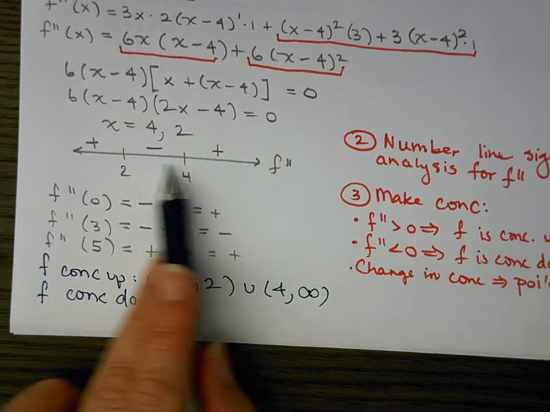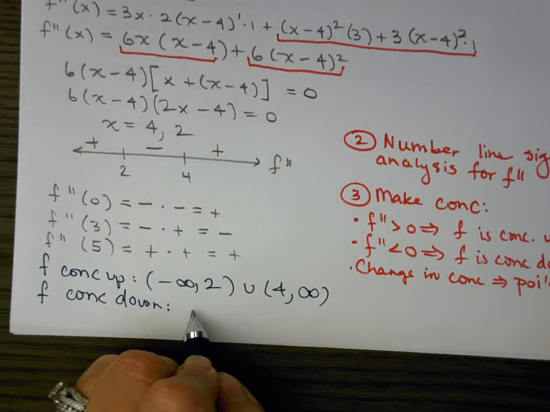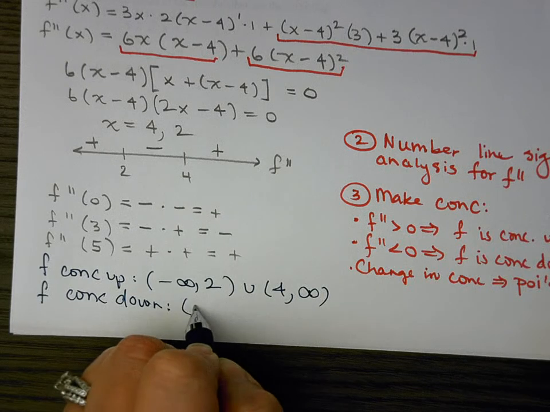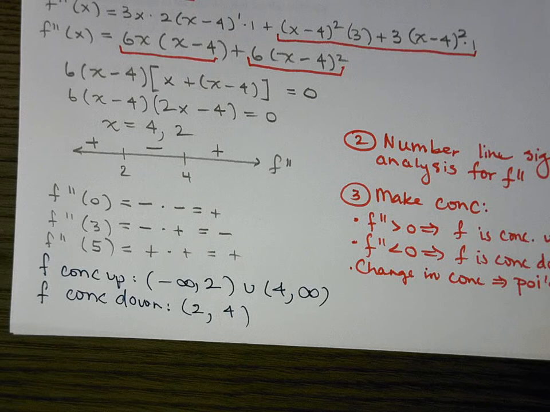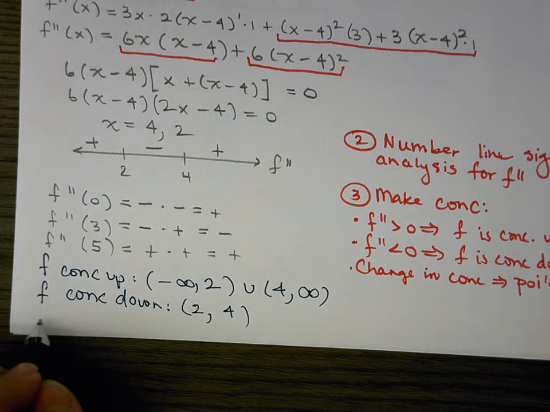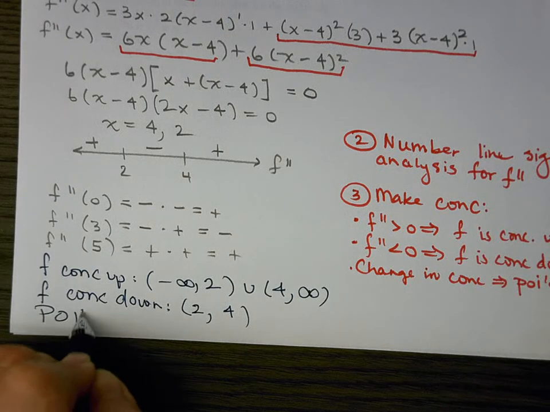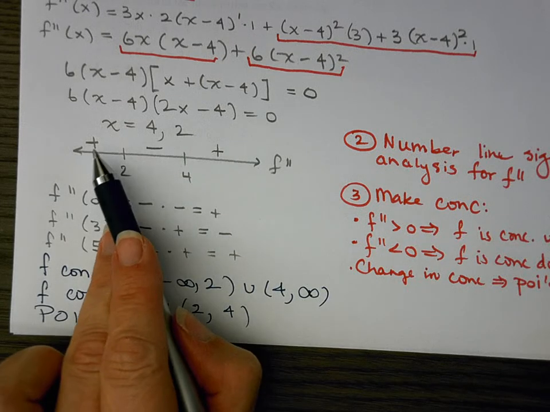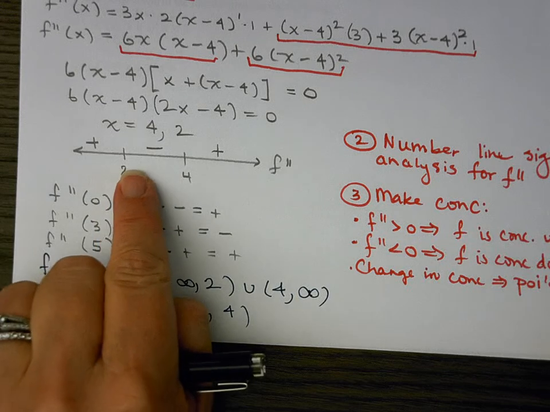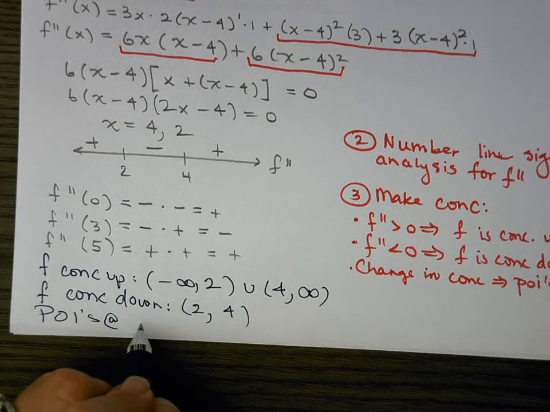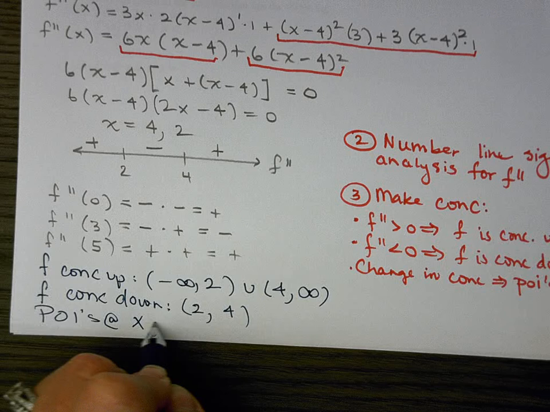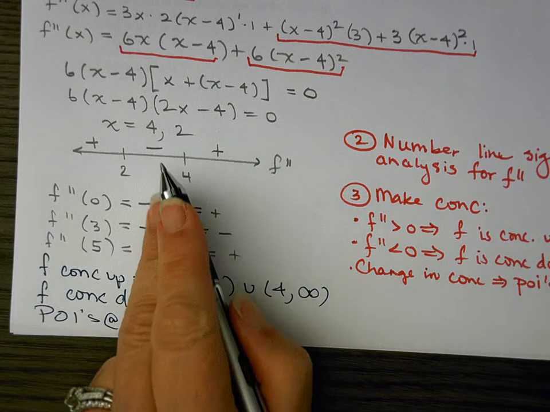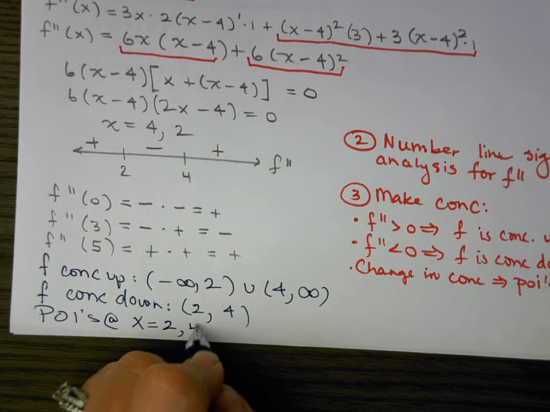And then finally for concave down, where f double prime is less than 0 or negative, that would be from 2 to 4. And then we would have points of inflection wherever there is a change in concavity. So the concavity changed from positive to negative here, and that was where f double prime was 0. So that would be at x equals 2, and then also from negative to positive, so at x equals 4.